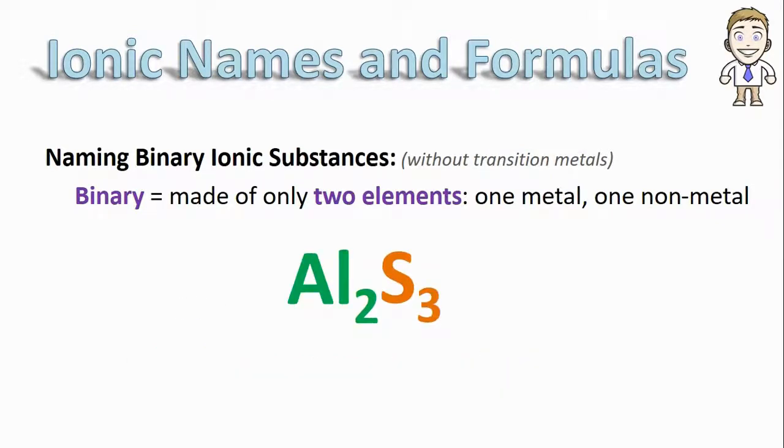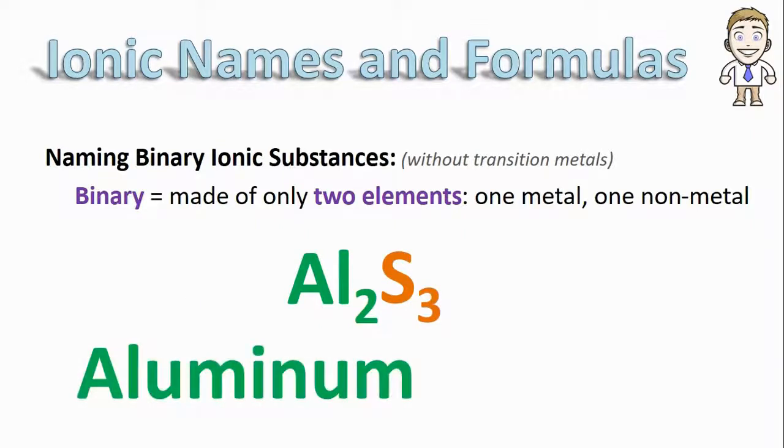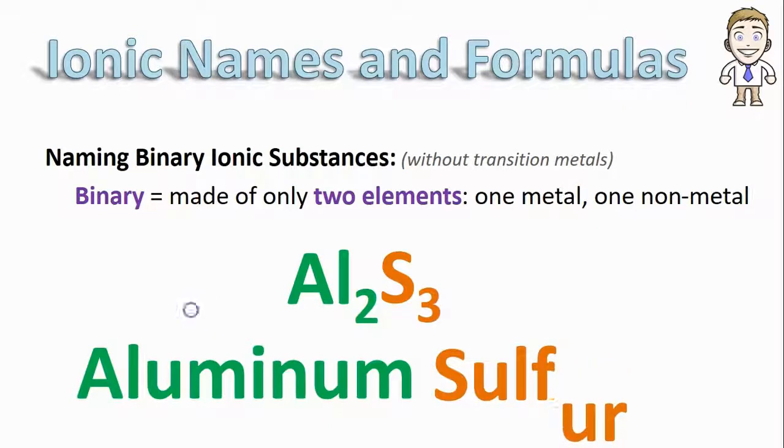And one more, Al2S3. We've got aluminum on the left. Don't change that name at all. Sulfur on the right. Drop the ending, change it to ide. This is aluminum sulfide.